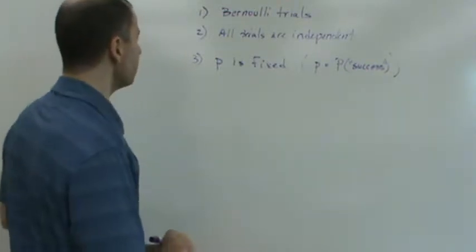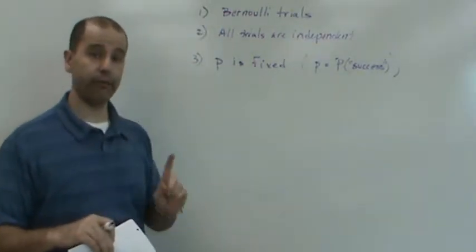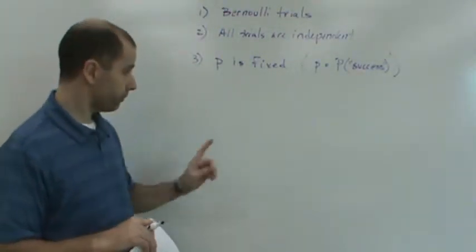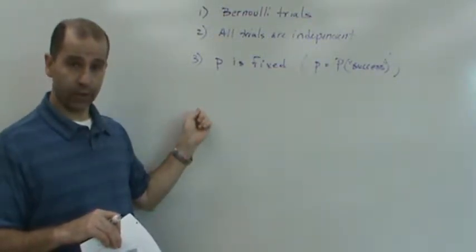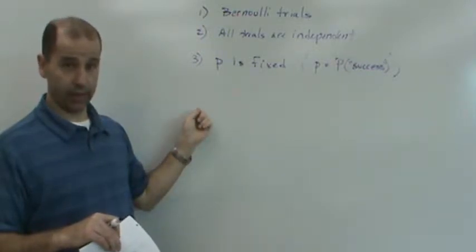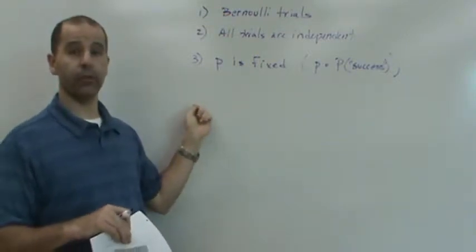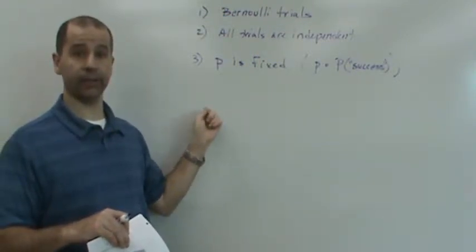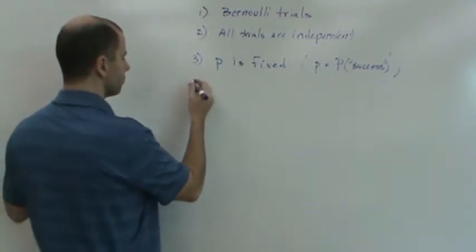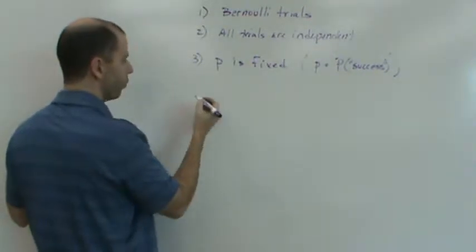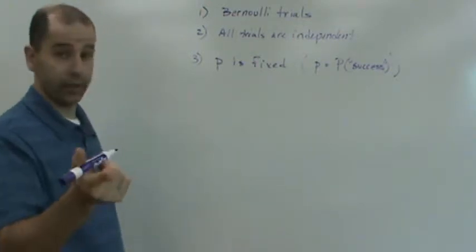Okay? Now, here's what's different. In the binomial case, we only have a fixed number of trials. In the geometric case, we don't have a fixed set of trials. What we're doing in this experiment is we are doing the experiment until we get the first success. Okay? So that's the difference. So 4 is, and I wouldn't quite call it a condition, it's really the definition of the random variable.